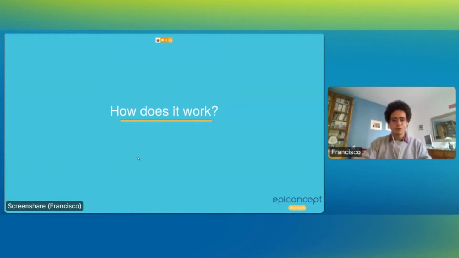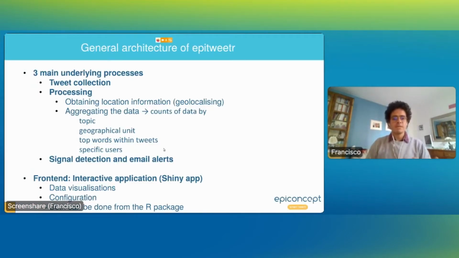So how does this work? Basically, there are three main underlying processes working when you install epitweetr. One is the tweet collection, which is running all the time. Then you have some processing going on. We obtain the location information, what we call geolocating, from all the tweets. Then we aggregate the data, so we need to count tweets to generate time series. And finally, we do some signal detection and send emails when we find something that is not normal. So those are the underlying processes.